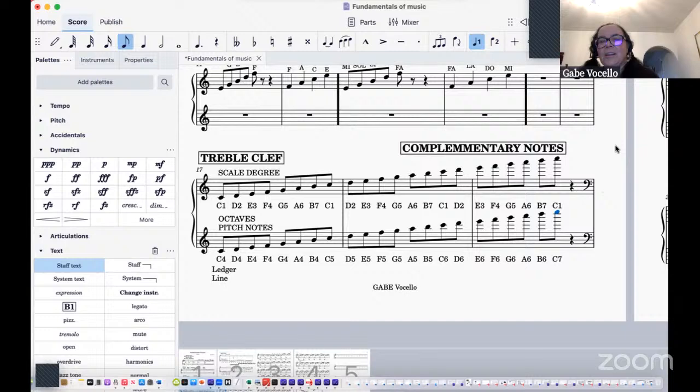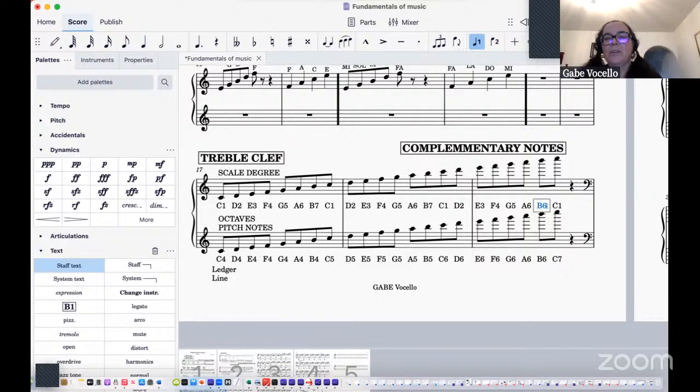Sorry. Those are complementary or supplementary notes on the ledger line. This is the ledger line, the second ledger line, third ledger line, fourth ledger line above the musical staff, and the fifth ledger line above the musical staff is your B7. The fourth is your G5. That is wrong here. It's B6.